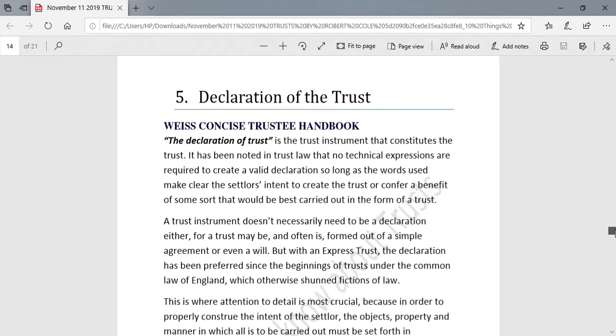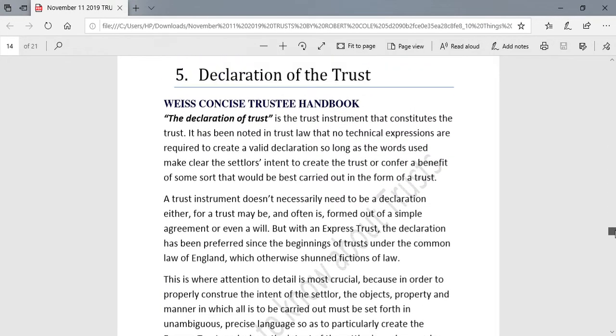5. Declaration of the Trust. Weiss Concise Trustee Handbook: The Declaration of Trust is the trust instrument that constitutes the trust. It has been noted in trust law that no technical expressions are required to create a valid declaration, so long as the words used make clear the settlor's intent to create the trust or confer a benefit of some sort that would best be carried out in the form of a trust.